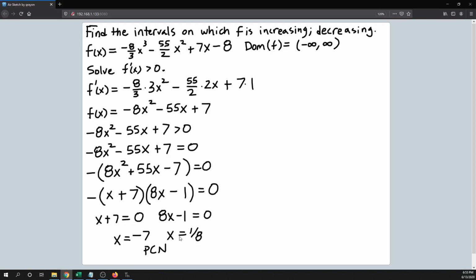And what you need to do then after that is to take all of those possible critical numbers and put them on a number line that represents the domain of f prime.